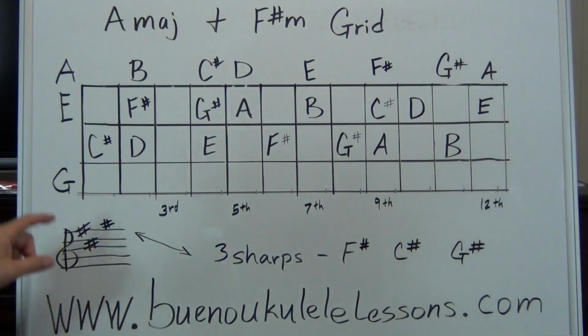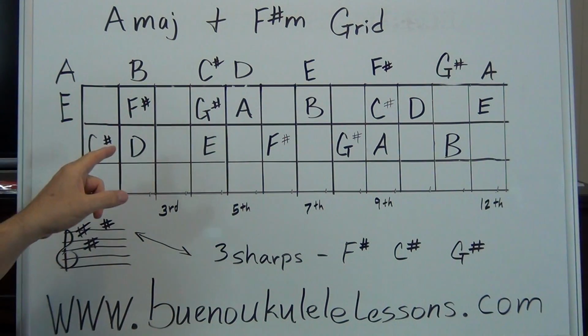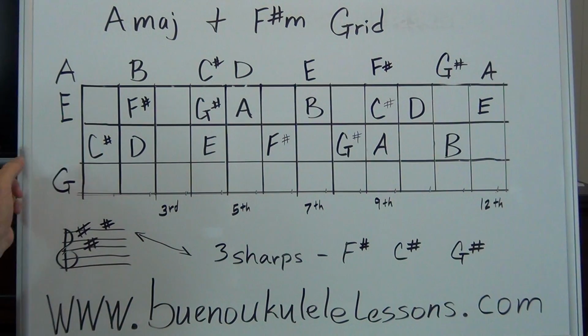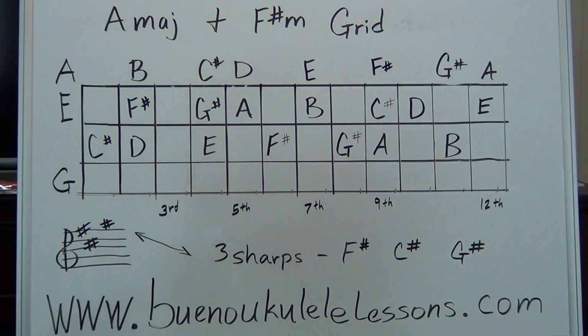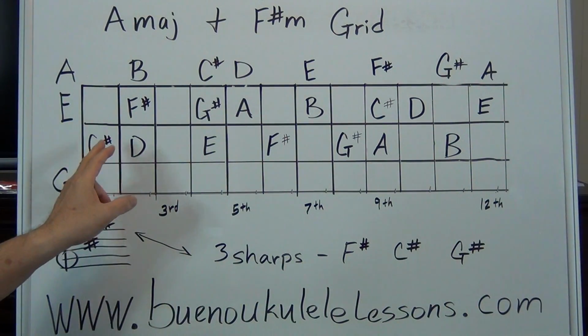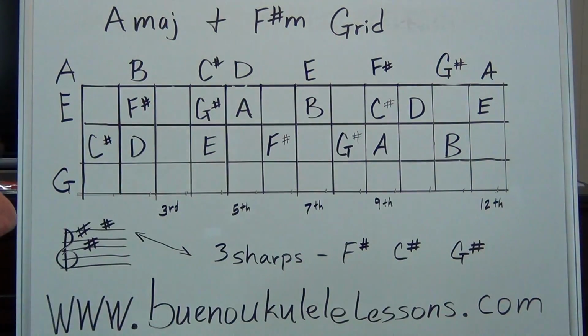If you notice over here on the C string, I didn't put the C note because the note C is not part of this grid or scale pattern. It's a C sharp, so that's why you won't be playing open C. You'd be playing a C sharp. Keep in mind that you've got to have F sharp, C sharp, G sharp. That's why you see F sharp, G sharp, C sharp all throughout. If you break it down, it looks overwhelming, but it's not.